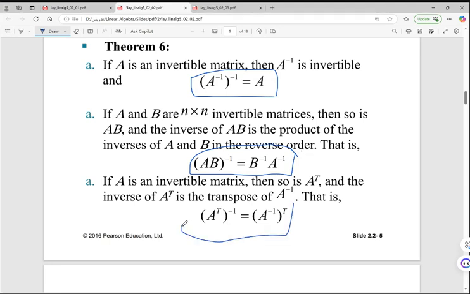The third property says that you can exchange transpose and inverse. So (A^T)^-1 equals (A^-1)^T. If you have a matrix and you want to first take the inverse and then transpose, you can equivalently take first the transpose and then the inverse. You can exchange transpose and inverse, right?